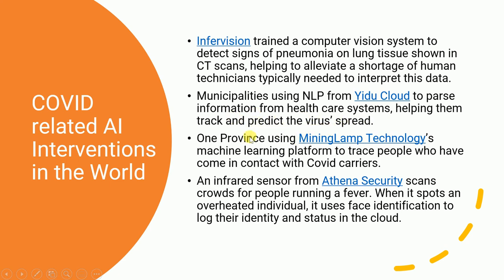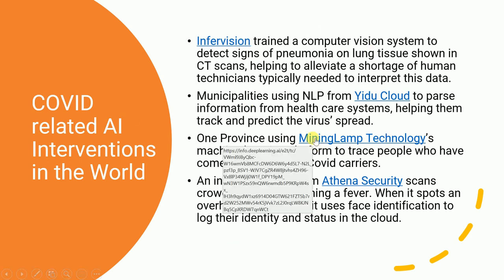There is one more innovation, where one province uses a machine learning platform to trace people who have come in contact with COVID carriers. Then there is an infrared sensor from Athena Security, which I think is really important for us when we have gatherings. It scans a large crowd of people for a fever. When it spots an overheated individual, it uses face identification to log their identity and status in the cloud. So these are some useful applications developed during Corona times, right?